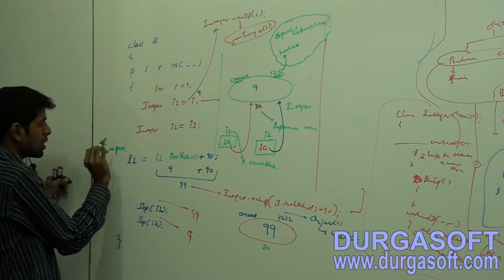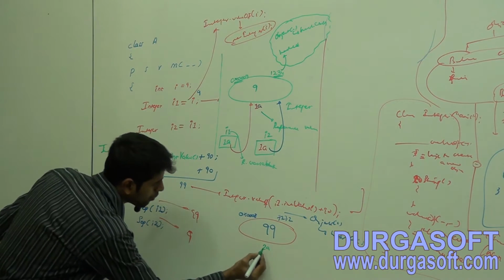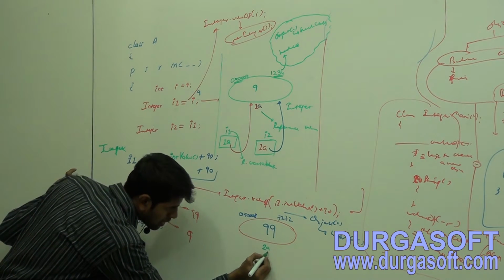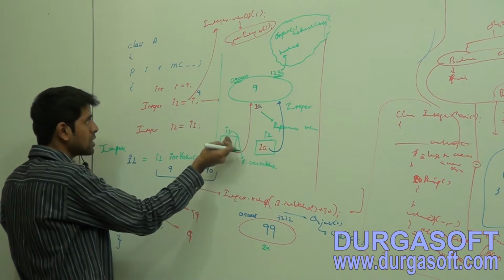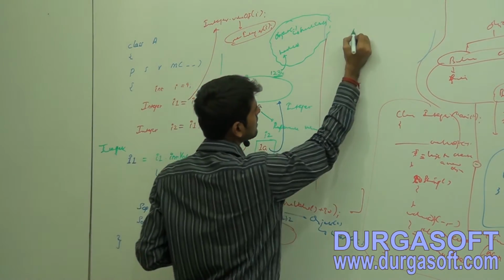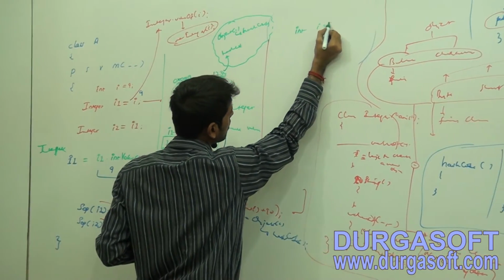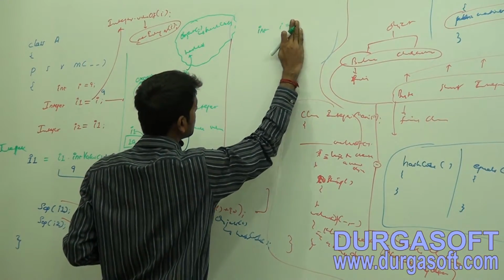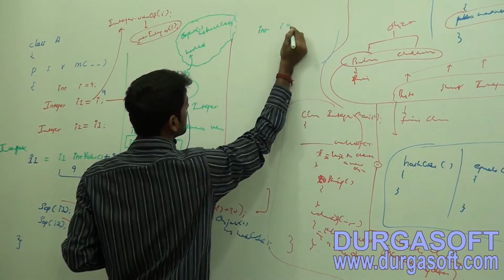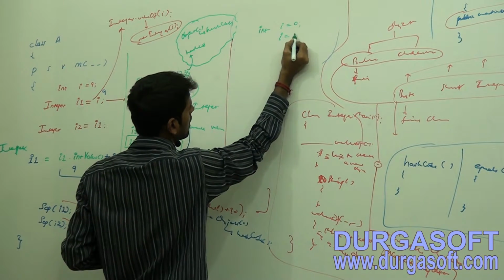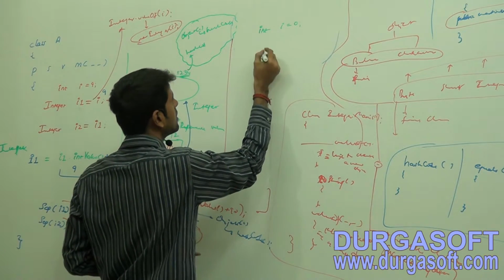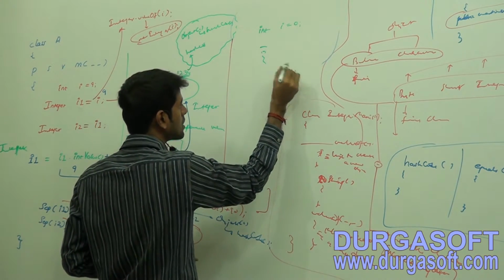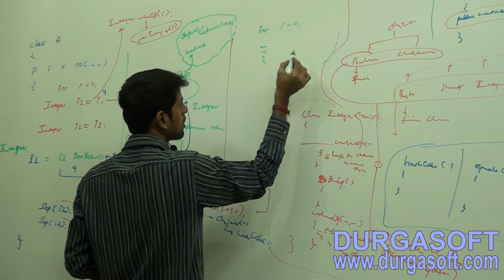Integer. Yes or no? Yes, integer. Now 2a we are assigning to I1. I1 value I am reassigning. Observe here, can I assign like this? Int I equals 99, or else if you are getting confused, just 0. Can I assign I equals 1? Yes, 1 I am assigning to I.